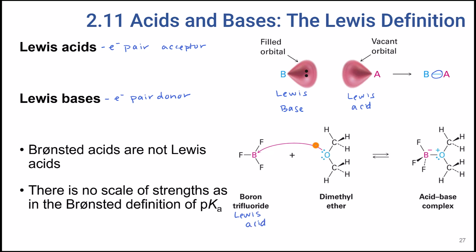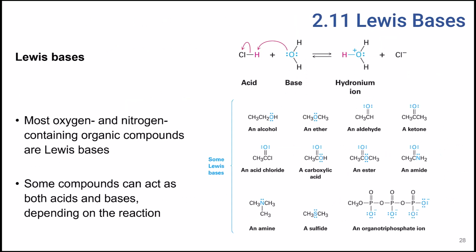And boron is accepting a pair of electrons from the oxygen here, which is acting as our Lewis base. And then we create an acid-base complex. Lewis bases can accept protons as well as Lewis acids. So this definition is kind of the same for a Bronsted base. So a Lewis base can accept electrons or protons.